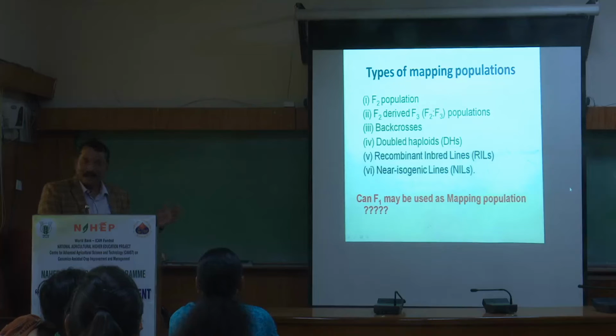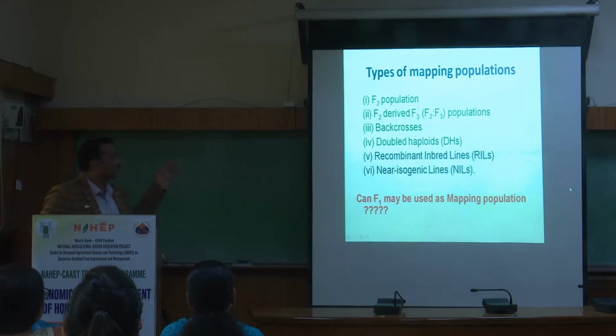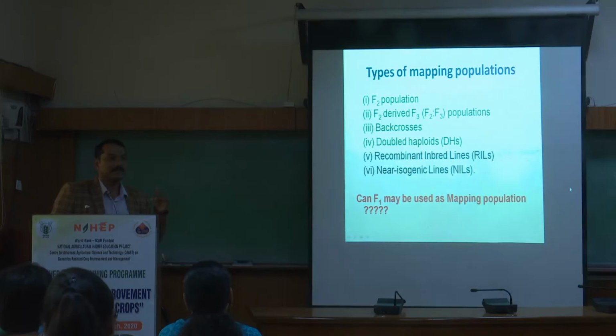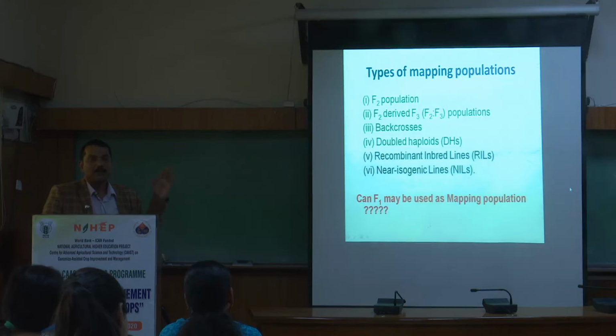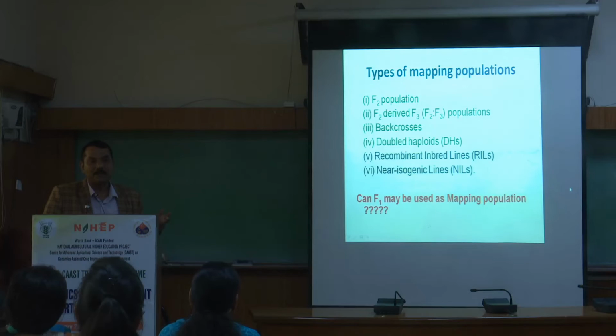Because you know that F2 derived F3, RILs, NILs, all these are used for fine mapping. You go for RILs, NILs for fine mapping. You can go for crude mapping using an F2 population. But developing RILs, NILs, F2 derived F3, or backcrosses in perennial fruit trees is quite difficult because it needs lots of time. And that is not possible.